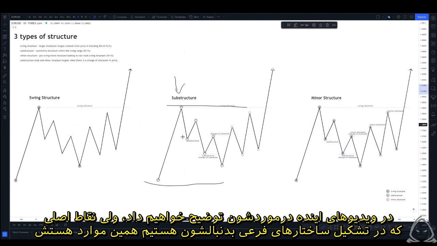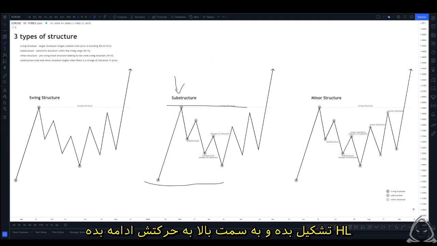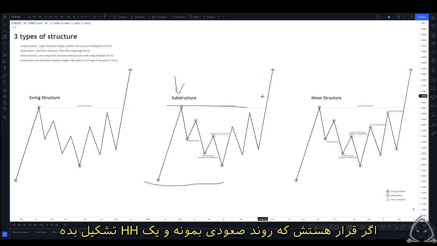as substructures are being created. We're trying to gauge the impulsive leg of the swing structure to figure out where price is likely to react off of to put in that higher low and then continue to the upside, if the trend is to remain bullish and put in a new higher high.